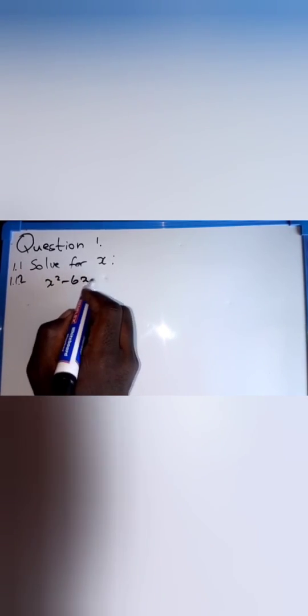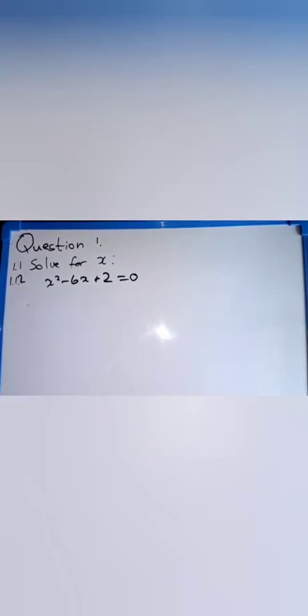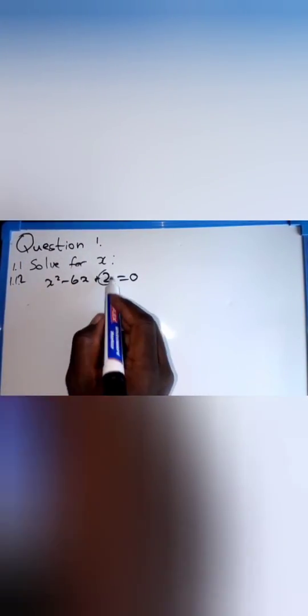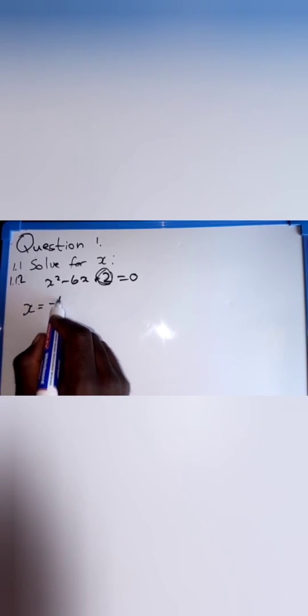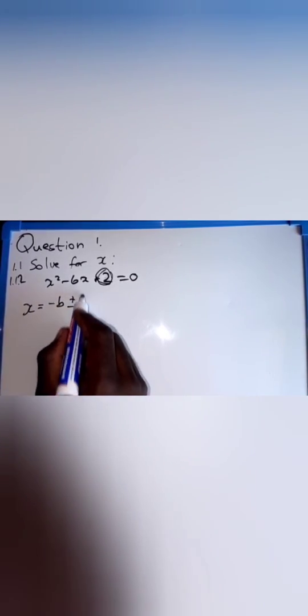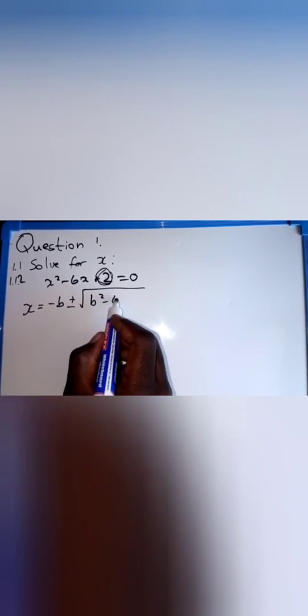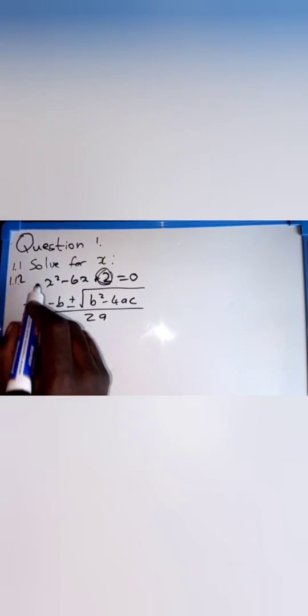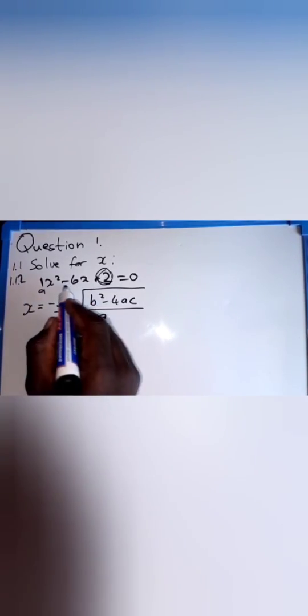And then now, moving on to 1.1.2, we are given x squared minus 6x plus 2 is equals to 0. Obviously, you cannot factorize this simply just like that, so you will use your quadratic formula. Quadratic formula is x is equals to negative b plus minus square root b squared minus 4ac divided by 2a. So I know that here I have a 1, so this one will be my a, this will be my b, and this will be my c.